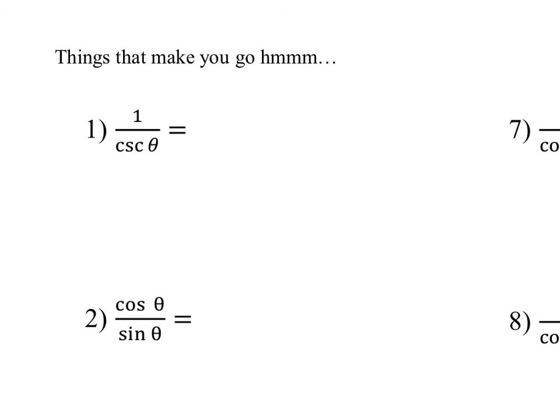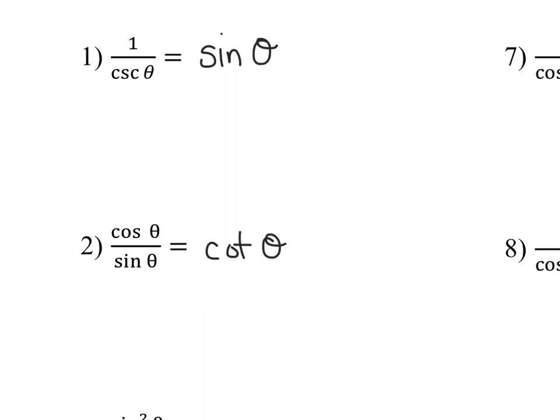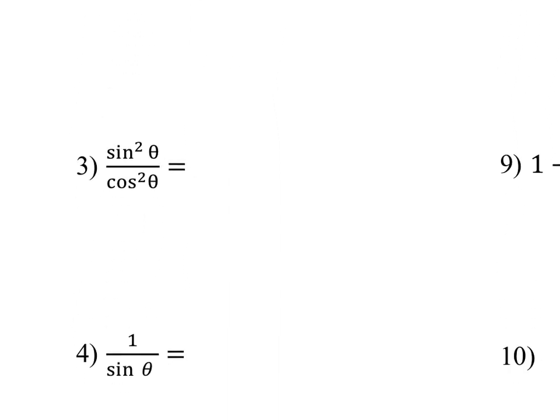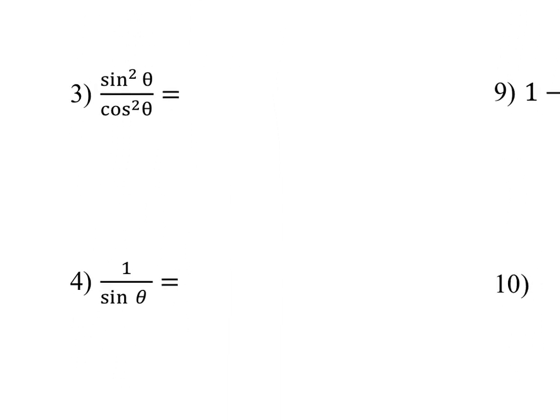So 1 over cosecant would be just plain old sine. So remember, it's just using them. So cosine over sine would be cotangent. Do you know your identities by heart? Which is what you should know already. You should know that 1 over cosecant is sine, and vice versa. You should also know that when you square them, they are the same thing.